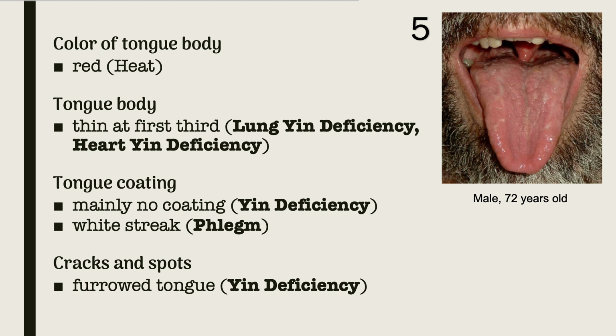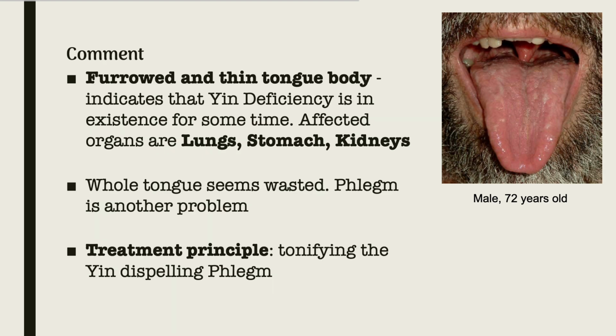And we describe this as a furrowed tongue, which is very indicative of yin deficiency. The furrowed and thin tongue body indicates that yin deficiency has been existing for quite some time, and the affected organs are the lungs, stomach, and kidneys. The whole tongue looks wasted, and phlegm is another problem. So the treatment principle would be tonifying the yin and dispelling the phlegm.